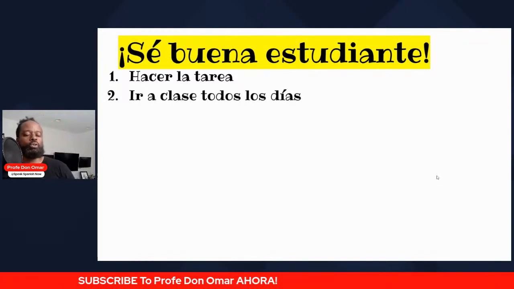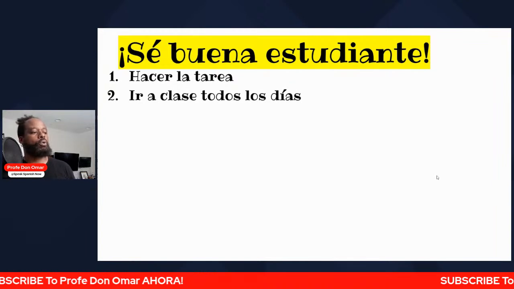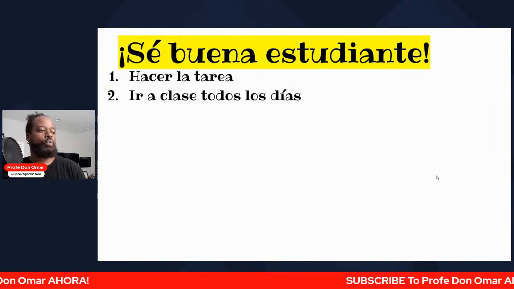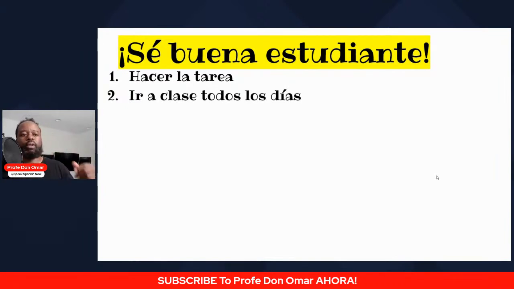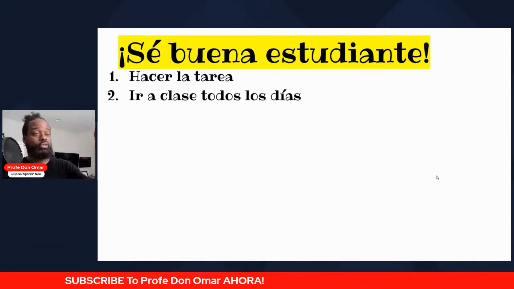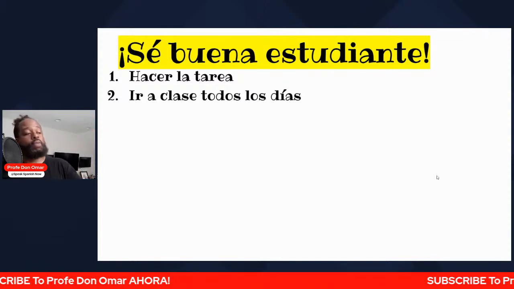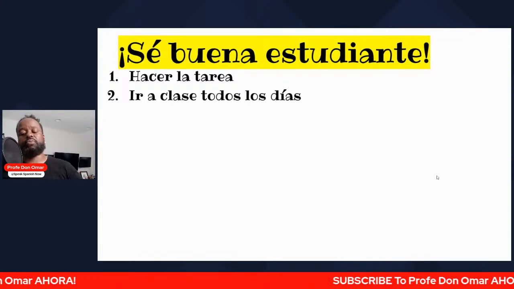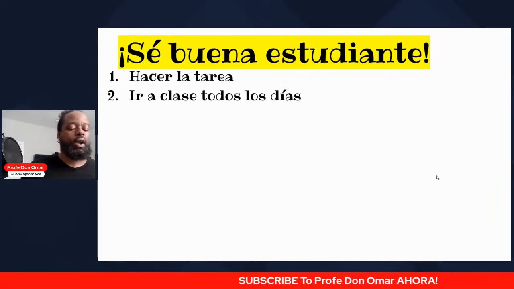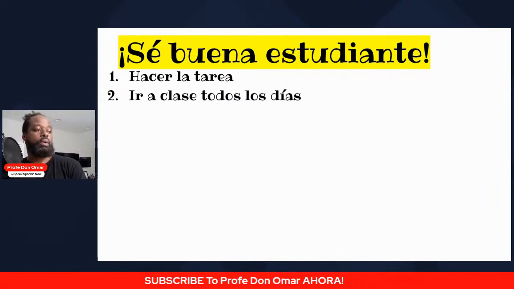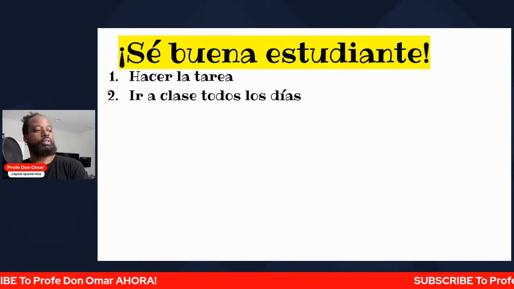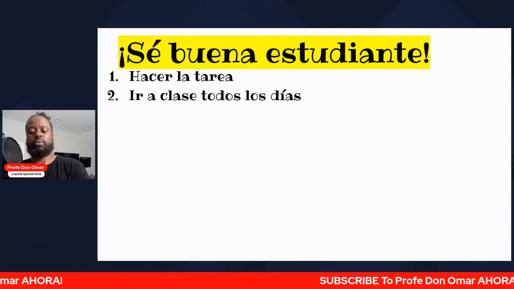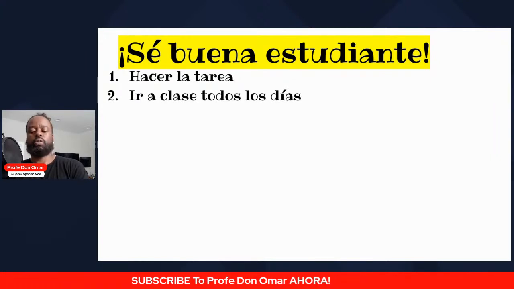Ir a clase todos los días. Ir, the verb ir, means to go, right? It's another irregular verb. Ve, right? That's the one that we need, because ve comes from being a verbo ir, what we took down in our notes at the beginning. I want to tell this person, go to class every day. That's what this is. Ir a clase todos los días. We want to say ve a clase todos los días.